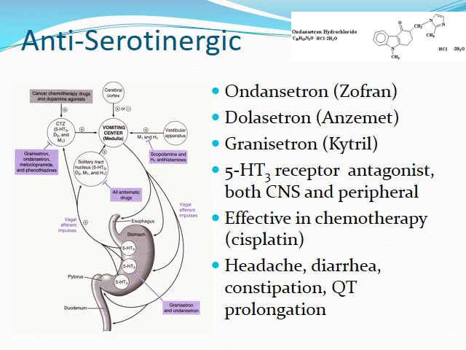Moving on and looking at the anti-serotonergic drugs. So these specifically are going to be blocking 5-HT3 receptors. Again, the 5-HT3 is going to be a specific subtype of serotonin receptor. So this is going to work not only in the CNS to block the effects on the chemoreceptor trigger zone and the solitary tract, but it's also going to work in the periphery as well. So it can work directly on the stomach and the GI tract to prevent that nausea and vomiting.